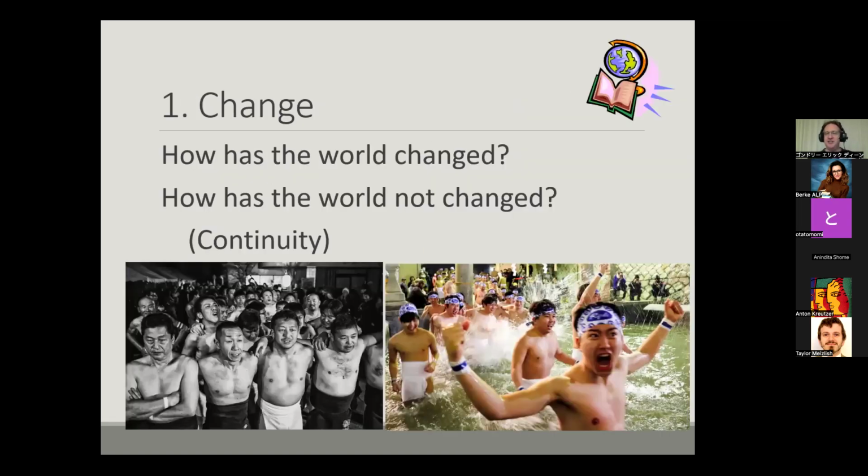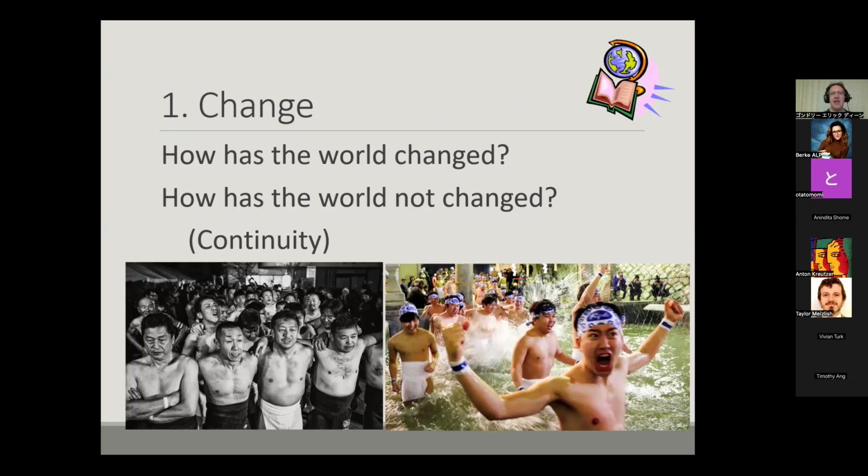So change, simply put, is how has the world changed? And also, how has it not changed? So continuity is in there also. So the pictures here, if both of the pictures were in black and white, you really couldn't tell what year they were taken in because this festival hasn't changed that much over the years, right? Holidays, maybe they have changed in some ways, maybe they haven't, right?